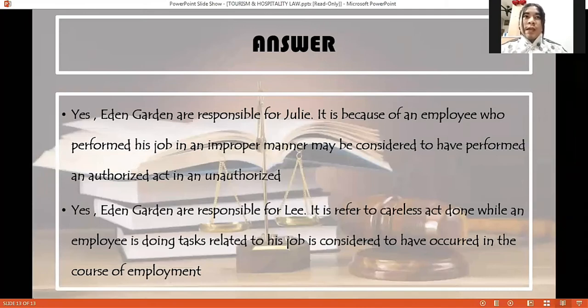It is because an employee who performed his job in an improper manner may be considered to have performed an authorised act in an unauthorised way. Limpus v. London General Omnibus 1862, Beard v. London General Omnibus 1900, Rose v. Plenty 1970. It refers to Rumi's action, as he did not inform about the beef condition, which is that the beef was already bad and had an unpleasant smell, also causing Julie to suffer food poisoning.